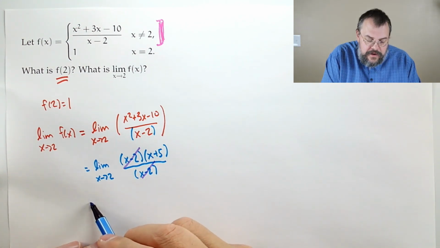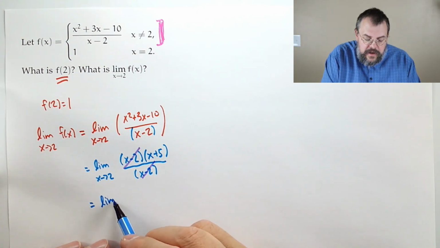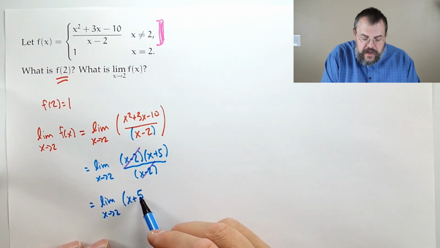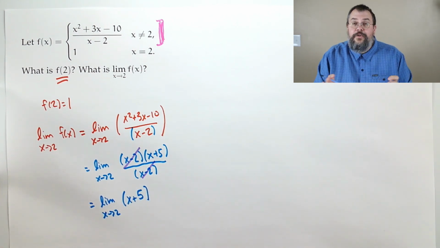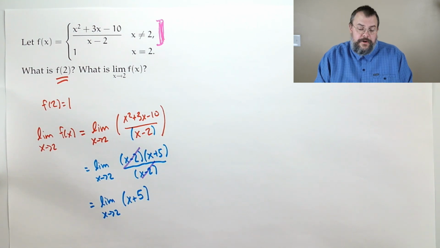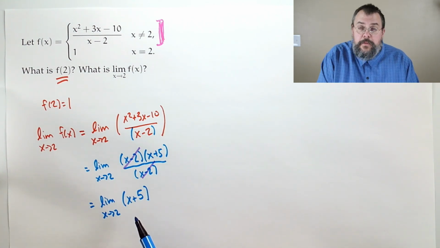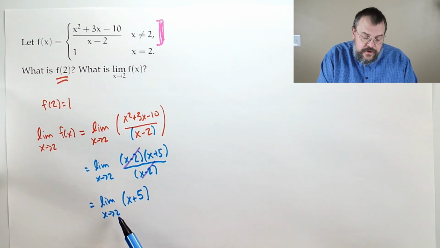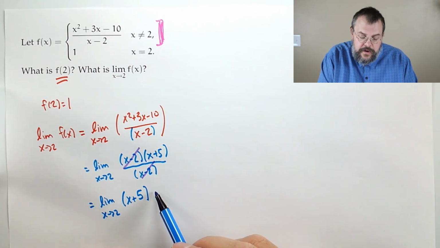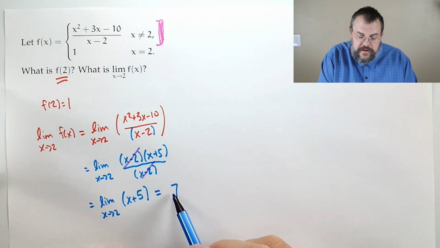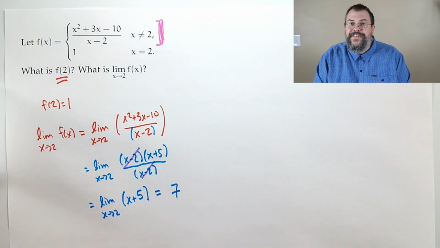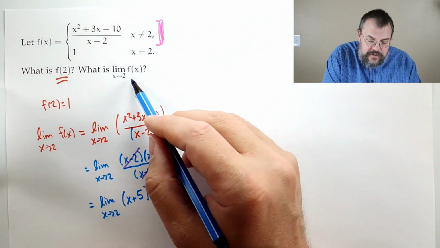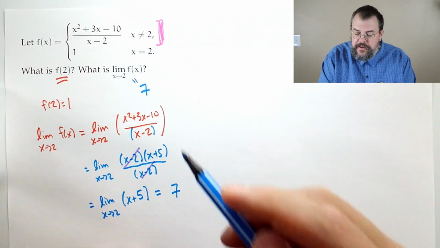So now what do we have? Well, this is the limit as x goes to 2 of x plus 5. That's great. In fact, it's a polynomial. And so when it's a polynomial, what do we do? Well, we just plug in our number. So 2 plus 5. Well, that's 7. Okay, so now we've answered both questions. So the limit as x goes to 2 of f of x is 7.